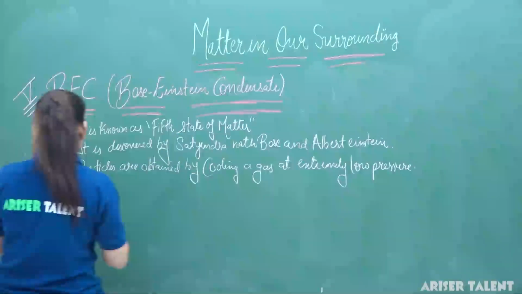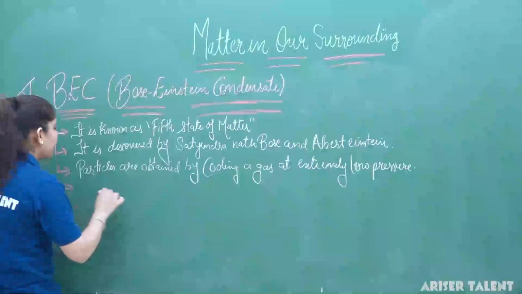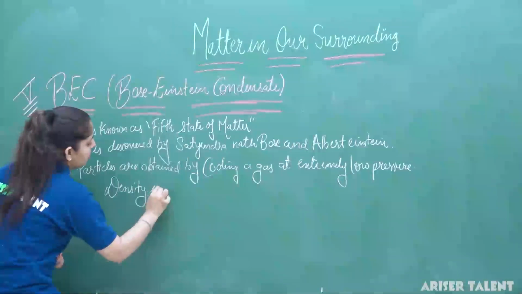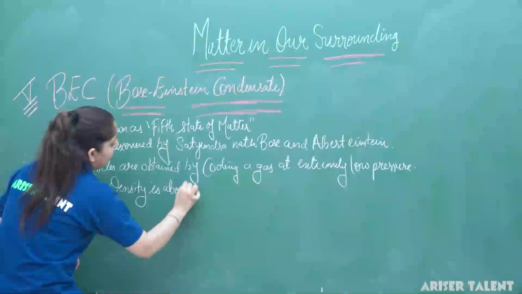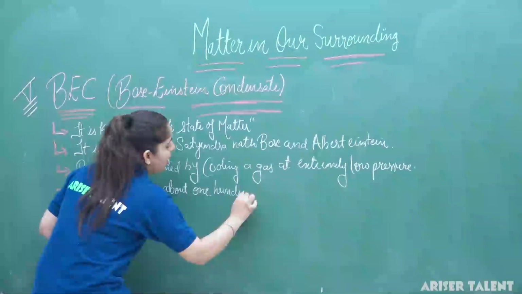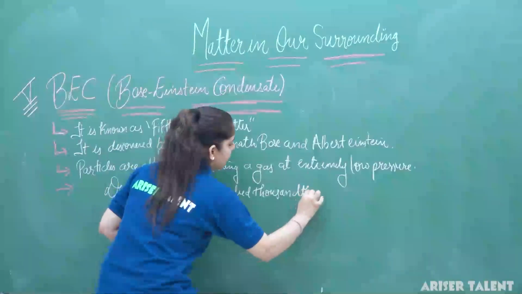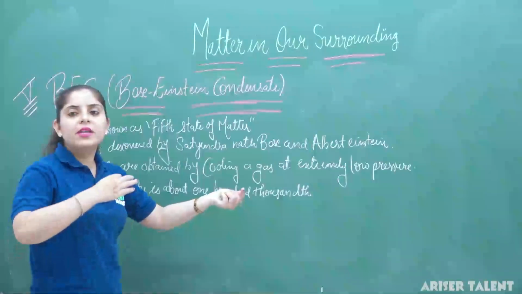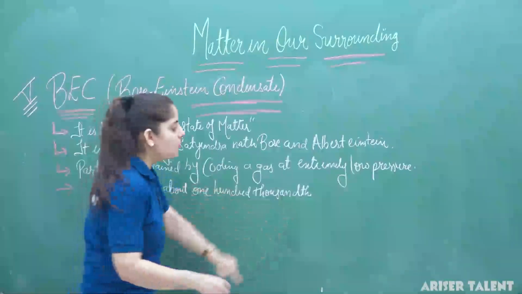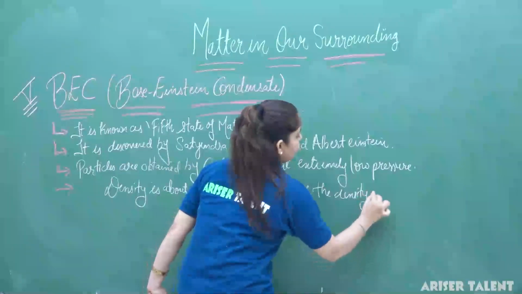So which conditions are we using here? For obtaining the fifth state of matter, the density is about one hundred-thousandth of the density of normal air. It means it is a very small decimal value, with a number of zeros occurring after the decimal point.